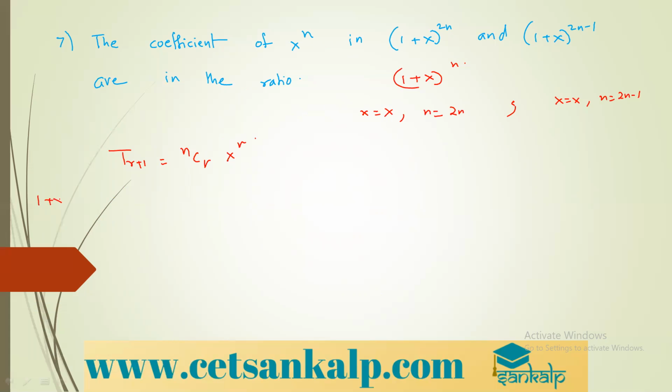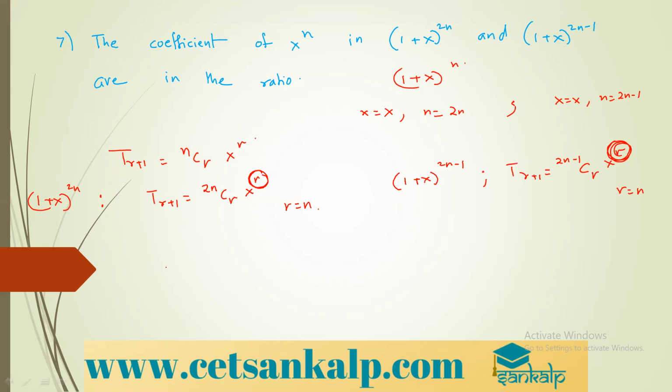So first I will take (1 + x)^(2n). In this, the general term I will take T(r+1) = 2nCr x^r. Similarly, in (1 + x)^(2n-1), I will take the general term: the power n is 2n minus 1, r I don't know, x^r, because x is x only. Because I want the coefficient of x^n, r has to be n in both.